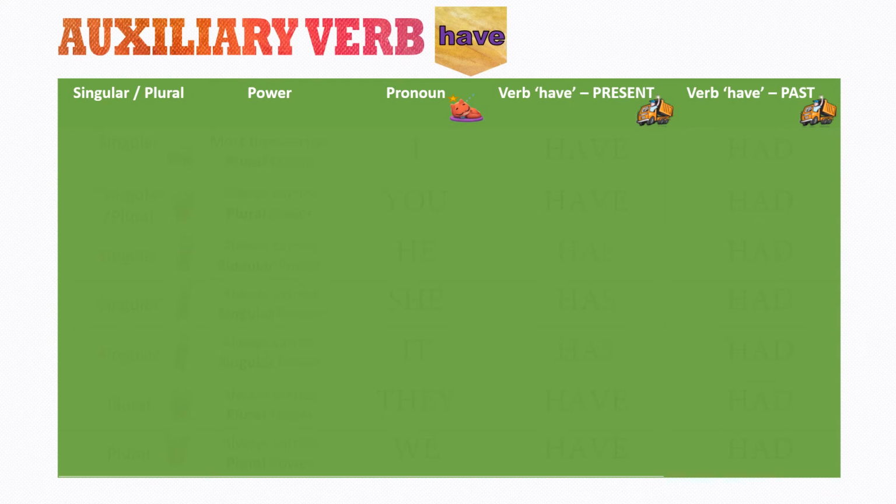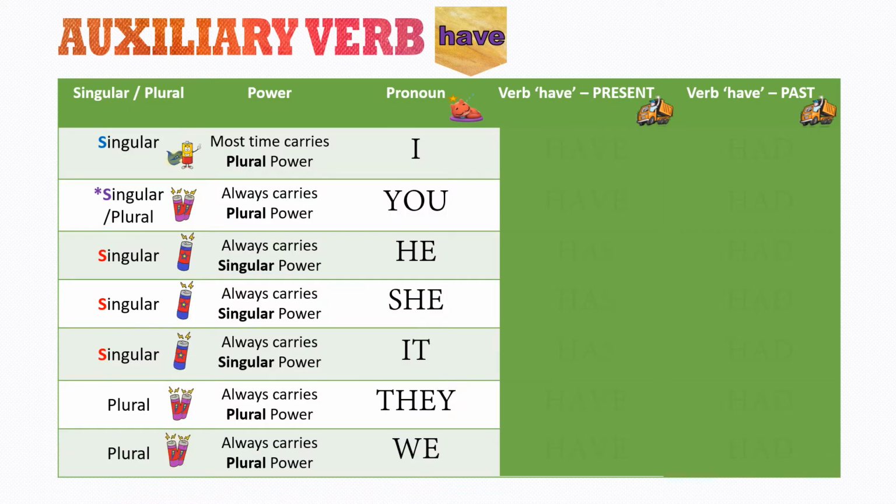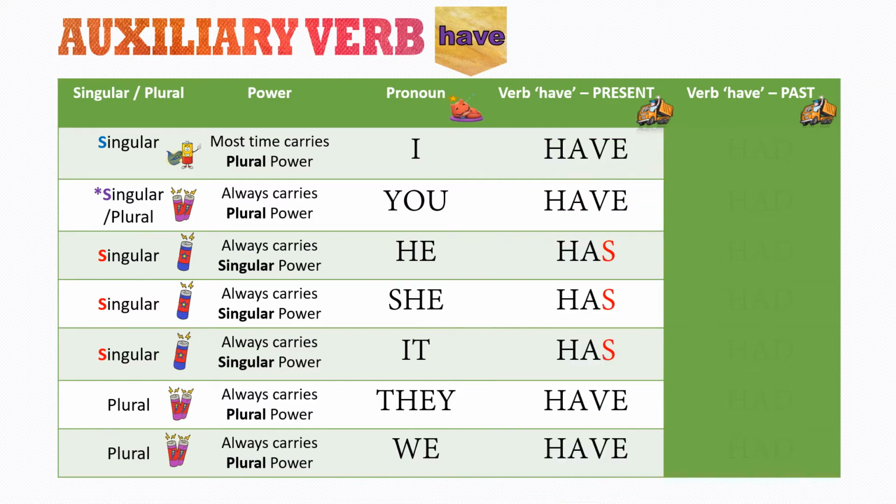Finally, we have come to the auxiliary verb have. I'm sure by now you are familiar with the use of singular and plural power. These are the present tense forms of the verb have. There are only two forms here, which are have and has. We use have for the pronoun I, you, they, and we because they carry plural power. He, she, and it use has because they carry singular power.